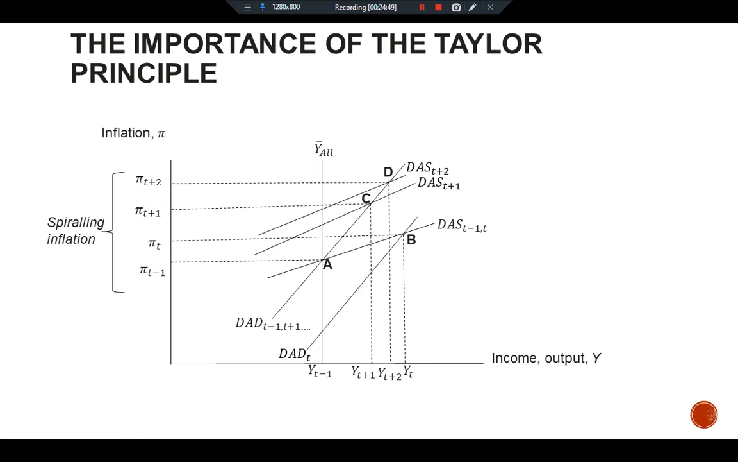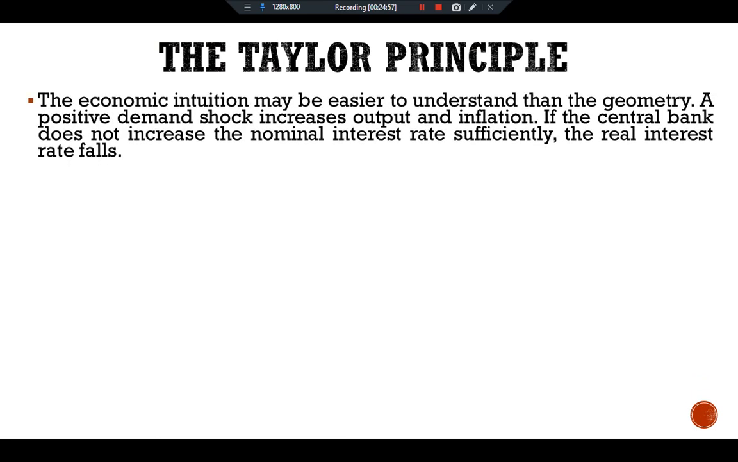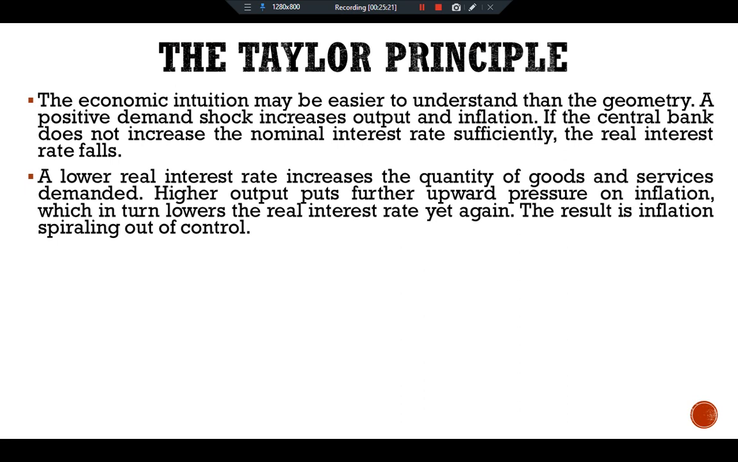Moving toward a further explanation of the Taylor principle, the economic intuition may be easier to understand than the geometry. A positive demand shock increases output and inflation. If the central bank does not increase the nominal interest rate sufficiently, the real interest rate falls. A low real interest rate increases the quantity of goods and services demanded. Higher output puts further upward pressure on inflation, which in turn lowers the real interest rate yet again. The result is inflation spiraling out of control.